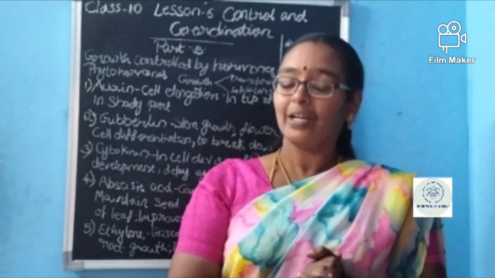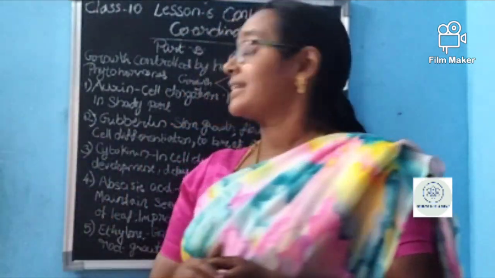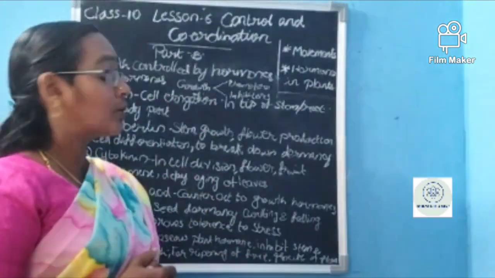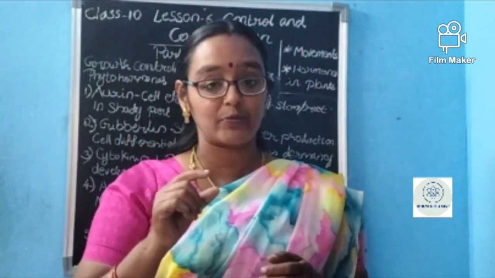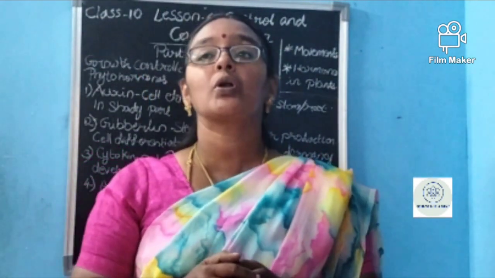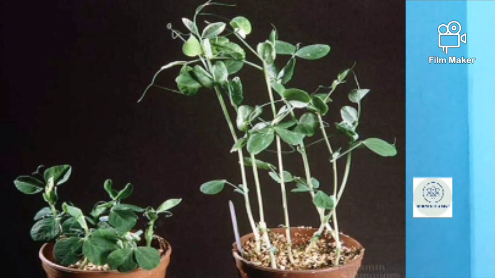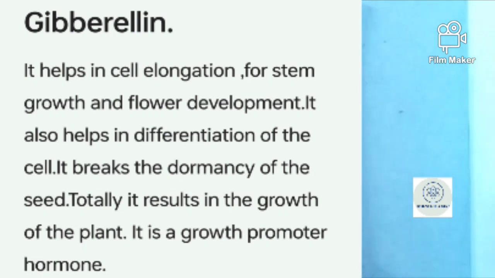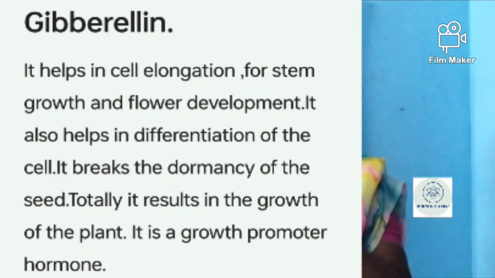Is it clear? Okay. Second one is gibberellins. What is it helping for? It helps with stem growth. It helps with the growth of the stem. Not only that, growth of the root, then flower production, then cell division. All these are maintained with the help of gibberellins. Cell differentiation and breakdown of dormancy of the seed.